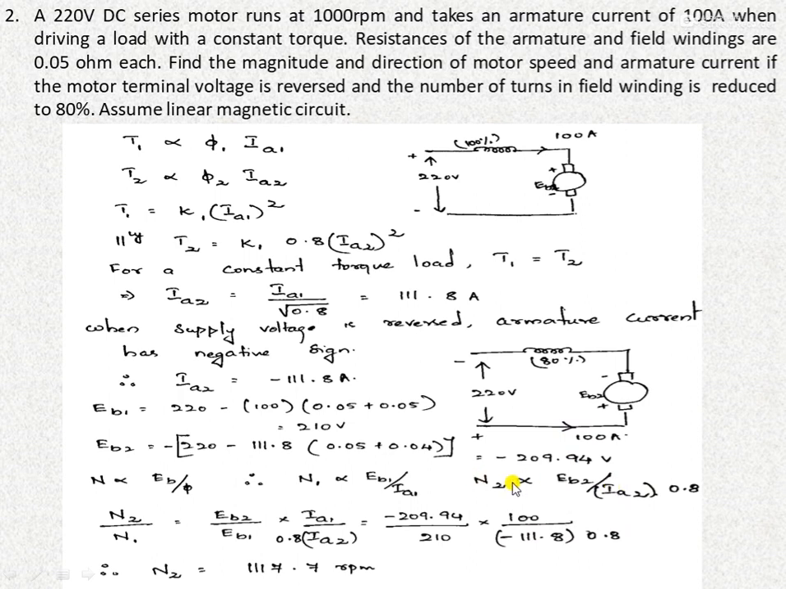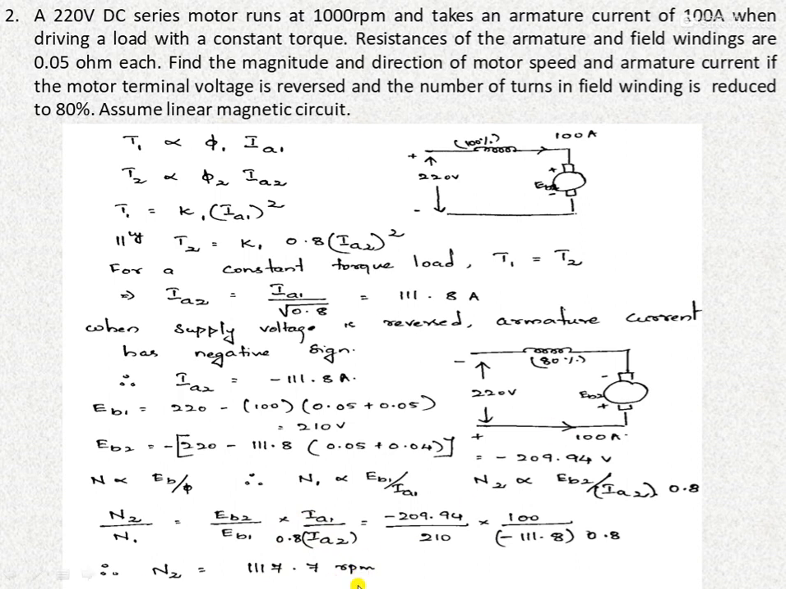So after making the suitable substitutions in this relation, that is N2 by N1 is equal to Eb2 divided by Eb1 into Ia1 divided by 0.8 into Ia2. You must be very aware now of why this 0.8 comes here, and making the suitable substitutions we will be able to determine the value of speed as 1117.7 rpm.